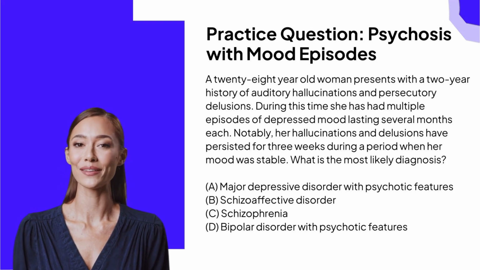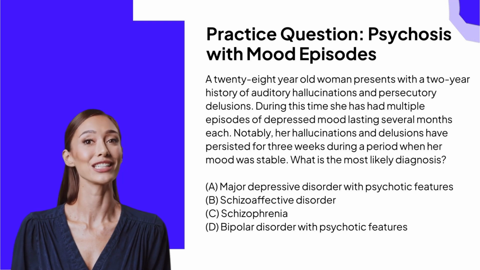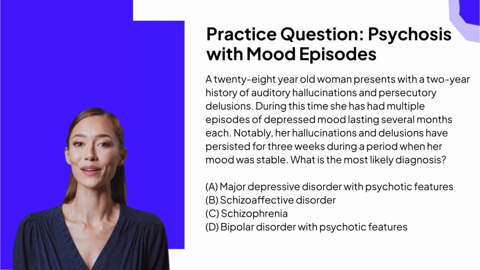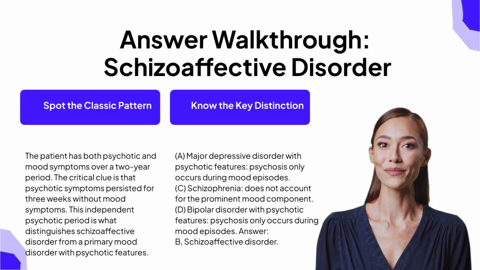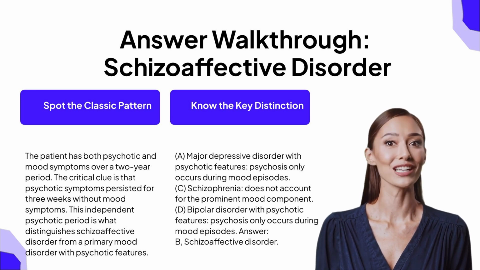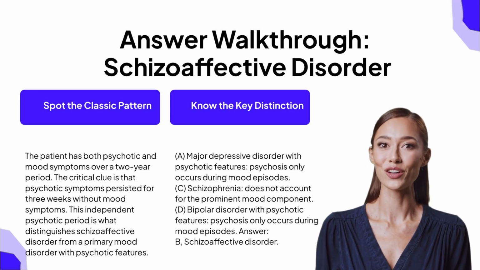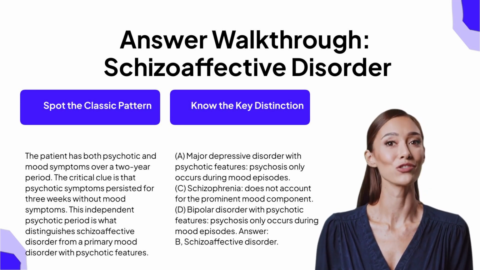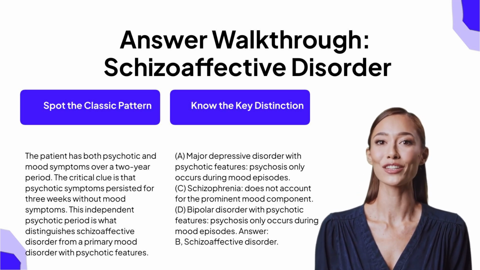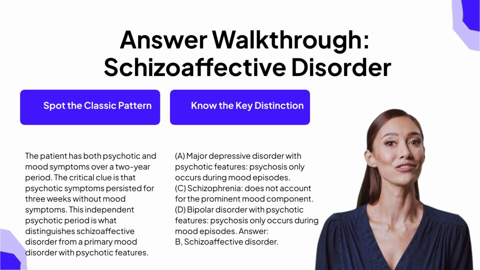The options are A. Major depressive disorder with psychotic features, B. Schizoaffective disorder, C. Schizophrenia, D. Bipolar disorder with psychotic features. Let us walk through this answer. Spot the classic pattern. The patient has both psychotic and mood symptoms over a 2-year period. The critical clue is that psychotic symptoms persisted for 3 weeks without mood symptoms. This independent psychotic period is what distinguishes schizoaffective disorder from a primary mood disorder with psychotic features.